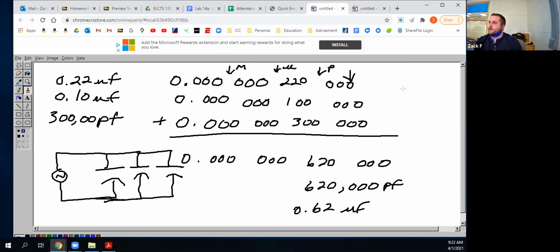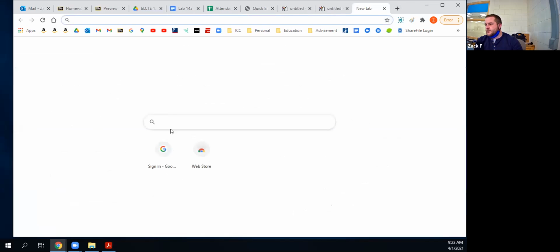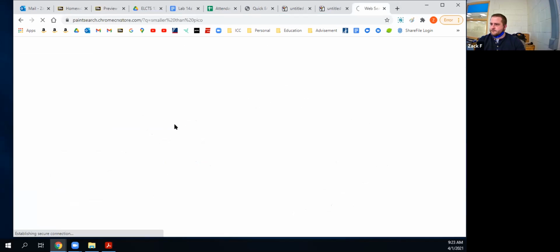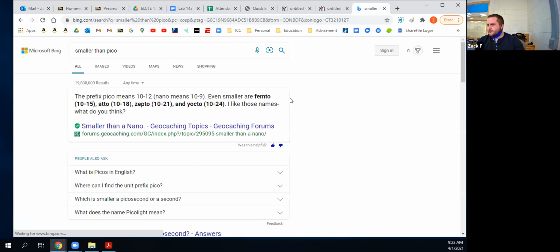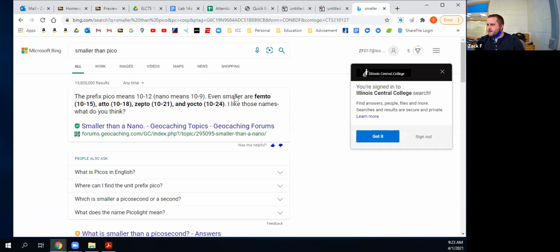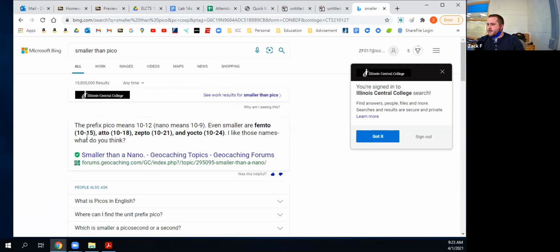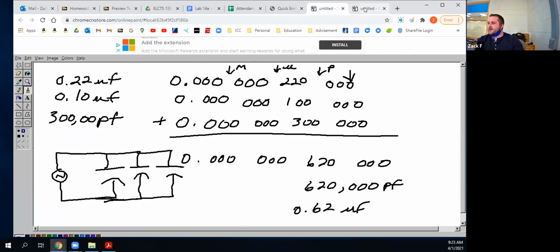Should we come up with a name for it? Hope this doesn't bring up a porn site. Zepto. Even smaller, 10 to the minus 15 is femto. Then you got atto, zepto, yocto, and then, holy cow. We don't need, I don't expect you to remember those because I won't remember those.